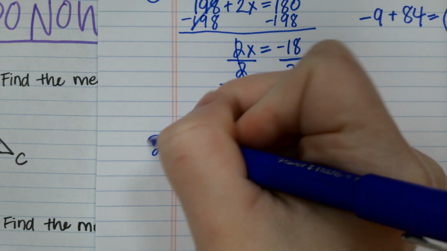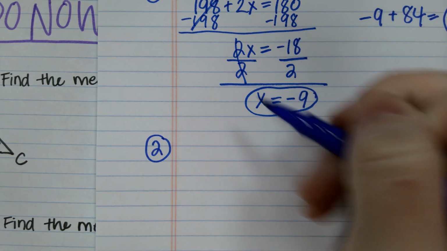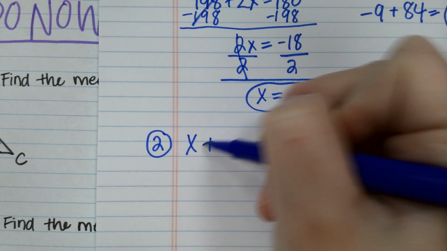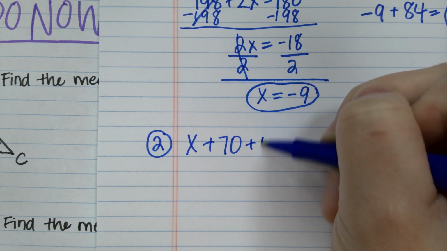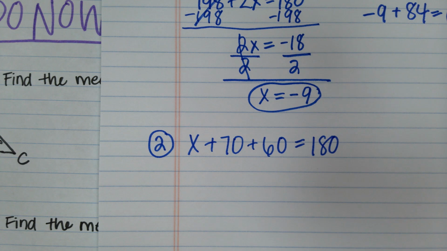Okay, how about number 2? This one was a little bit easier. How'd you set this one up? X plus 70 plus 60 equals 180. Okay, then what'd you do?